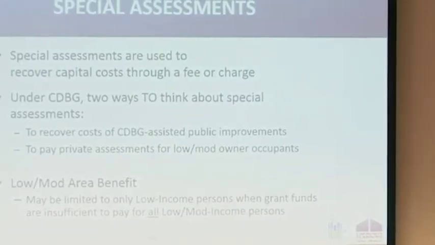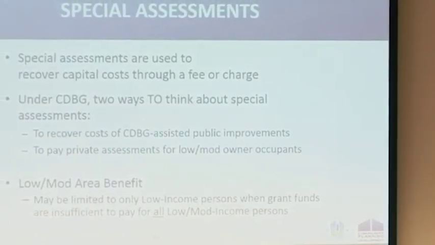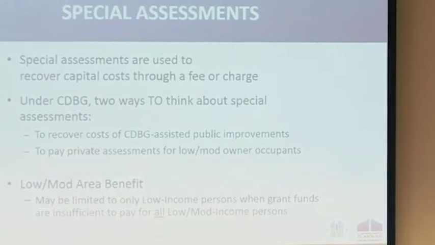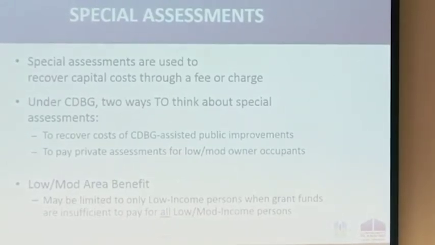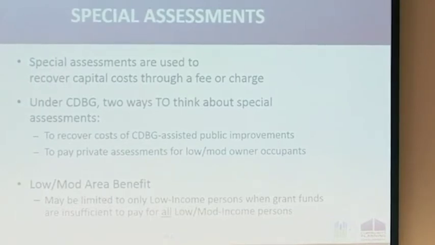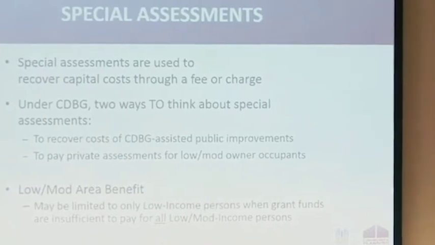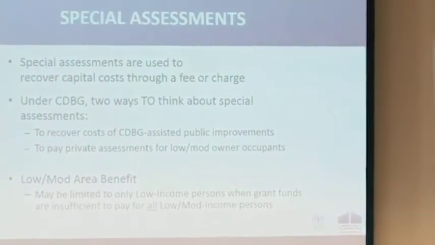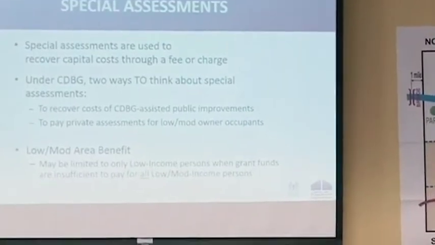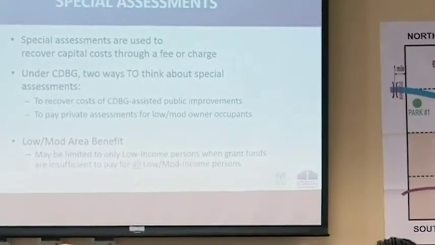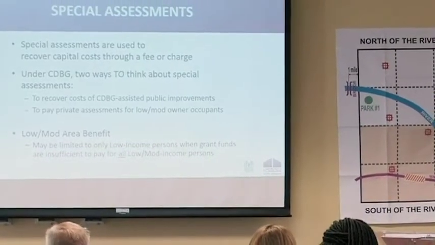So under CDBG, you think about that in two ways, right? One, you're going to use CDBG dollars to recover the costs of a CDBG-assisted public improvement. So in other words, you're collecting a fee for installing that new street, that new sewer line, that new water line. So you pay for the improvement with CDBG dollars, and then you issue a special assessment onto the households living in that area. So that's one way to do it, is to pay for the cost and then assess a fee to recover those costs.